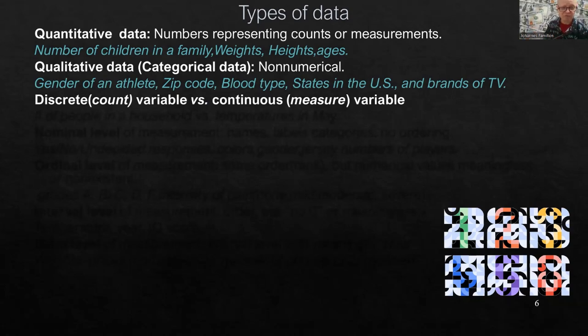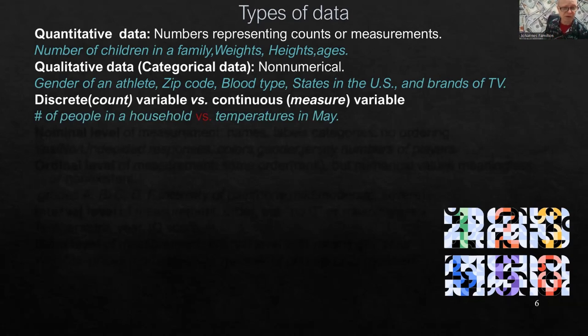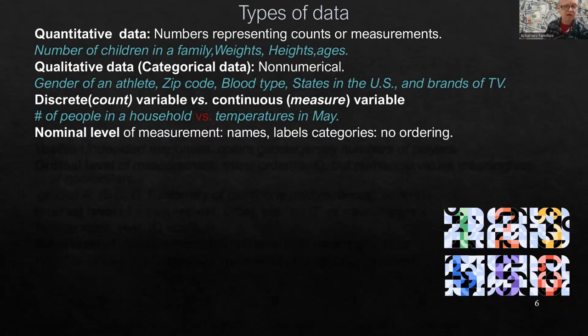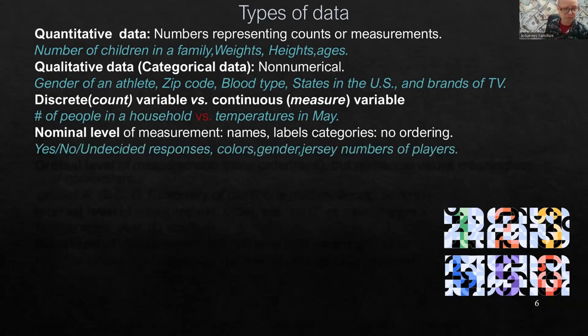Discrete data versus continuous data when measuring a variable. For example, the number of people in a household is discrete, versus the temperatures in May, which would be continuous. Nominal level of measurement: names, labels, categories, no ordering. For example, yes, no, undecided responses, color, gender, jersey numbers of players, etc.